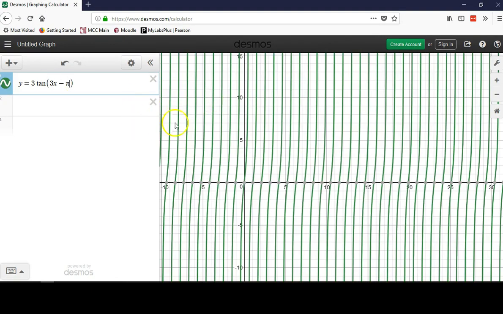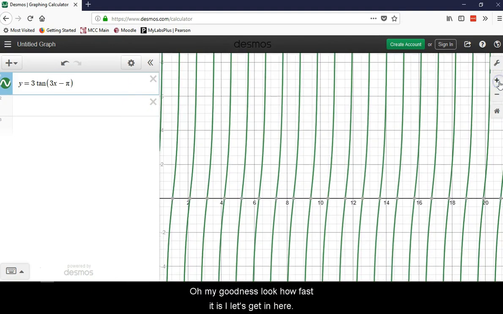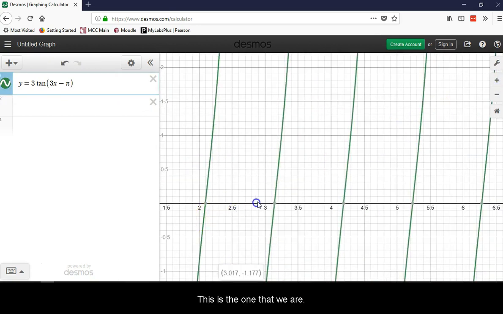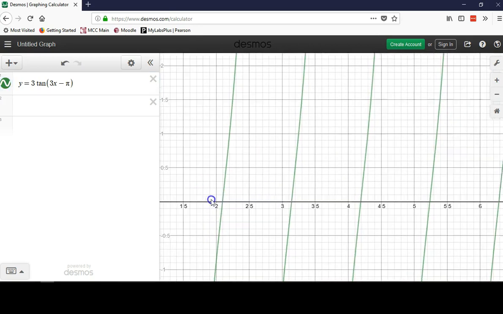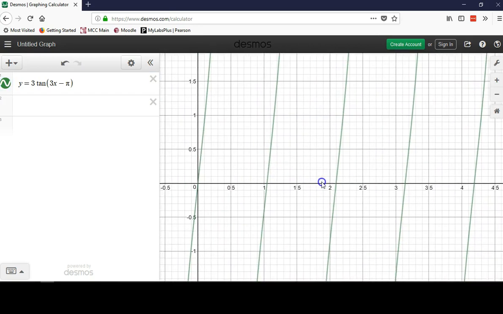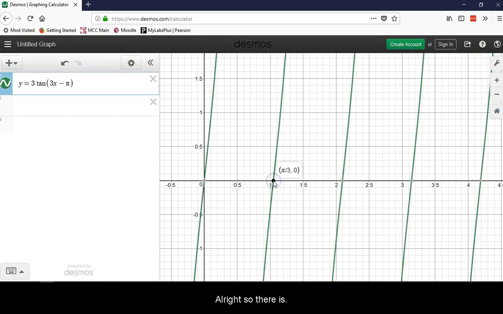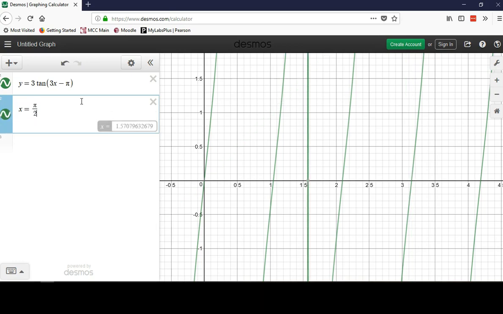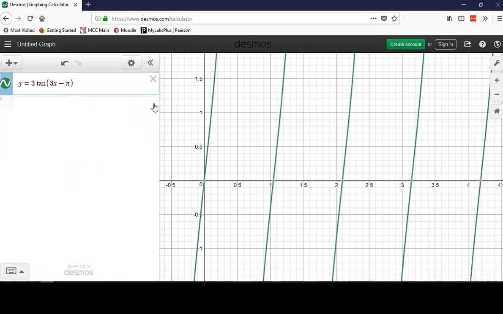Oh my goodness, look how fast it is. All right, let's get in here, because this is the one that we, oh, you can even kind of see it. Here we are. All right, so there is the pi over 3, 0, right? So that's where we started. And now it's not going to do the asymptotes as nicely. Let me see if I can get those. You can kind of see them, but it doesn't make them dotted or anything like that. So I'm just going to go ahead and leave that out.